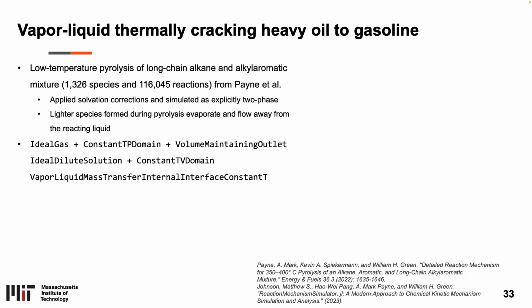So what I do is I simulate it with ideal gas assumption, constant temperature and pressure, and I give it an output called volume maintaining output. It's because the amount that it evaporates from the liquid phase can change. So it's not a constant. And I want to maintain the gas phase at a constant volume. So I give it that. And for the liquid part, I use the dilute solution assumption.